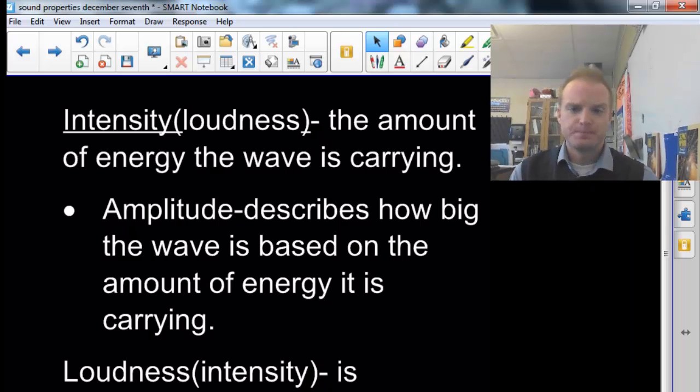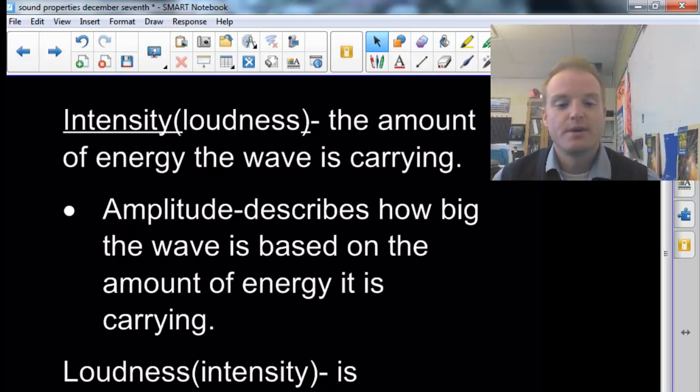So intensity. Intensity is the amount of energy that the wave is carrying, like a sound wave is carrying. And so when you think of intensity, you think about how loud something is. So loudness, the louder it is, the more intense the sound wave. This can also be described as amplitude, how we amplify sound waves. This describes how big the wave is based on the amount of energy it's carrying. So the louder it is, the more energy that wave is carrying. Waves carry energy. It's what they do.